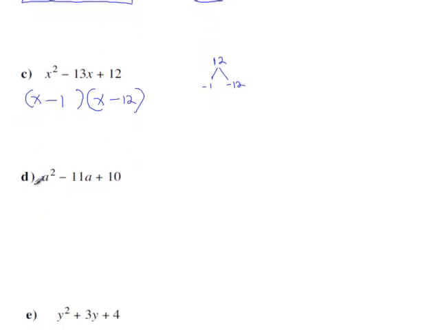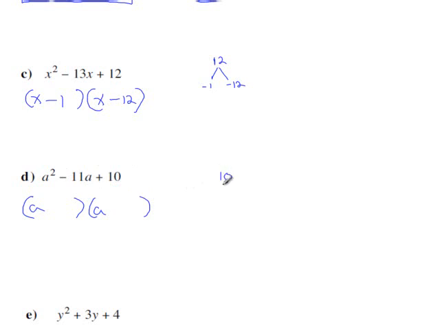Next question. No coefficient in front of the a squared term. So two brackets. A is the first thing in each bracket. To find out what the numbers are, now we need to find two numbers that multiply to get positive 10 and add to get negative 11. Same thing, if they're multiplying to get a positive number and adding to get a negative number, then they must both be negative numbers.